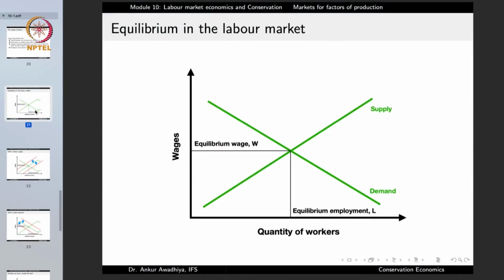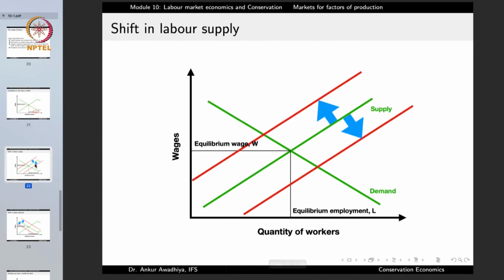And as in the case of the market for goods and services, here again we have an equilibrium in the labor market. So there is a demand for labor, there is a supply of labor. And the point where both of these curves intersect, this point will give us the equilibrium. And at equilibrium, we will have the quantity of workers that are demanded or supplied, which tells us the equilibrium employment in this particular market situation. So this is the number of workers that will get employment, and they will get employment at a wage that is given by this equilibrium wage. So this is the equilibrium wage and the equilibrium employment.